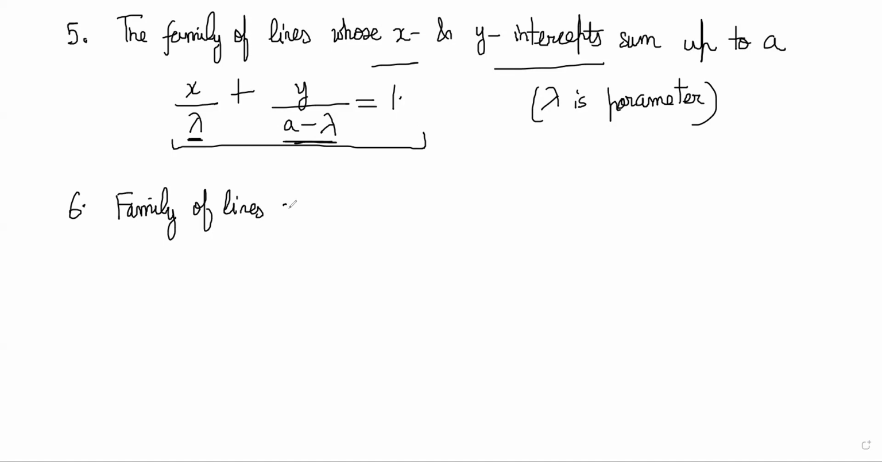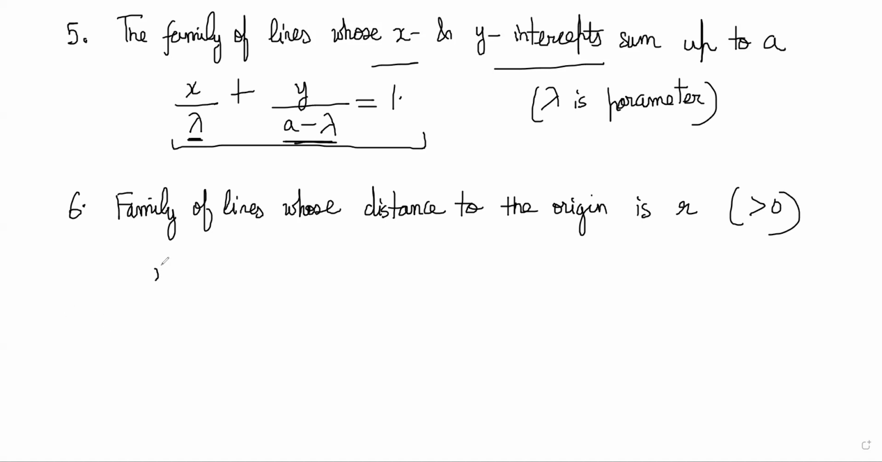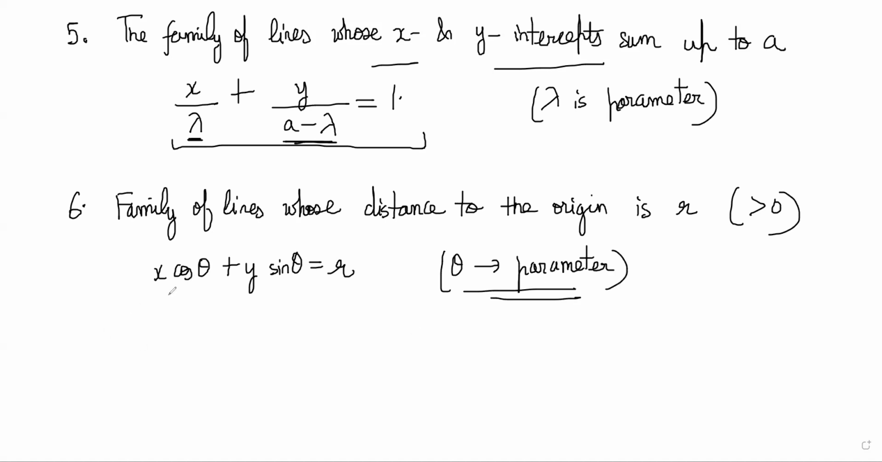And the final family of lines equation that we'll see is the family of lines whose distance to the origin is fixed. Whose distance to the origin is R, and R is greater than 0, right? This type of line family can be written with this equation: x cos theta plus y sin theta is equal to R. Here theta becomes our parameter and R is the distance to the origin of this line. You can easily check with the distance formula from (0, 0) to this line, that will come out to be R, right? So that is your family of straight lines.